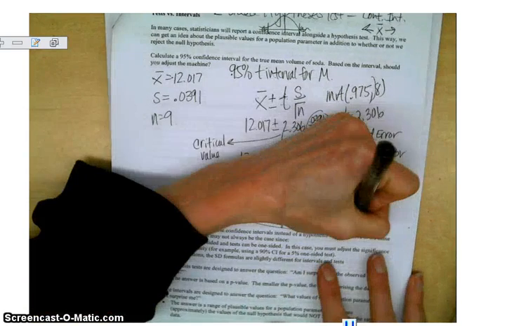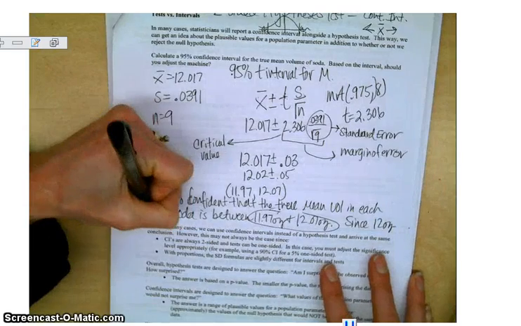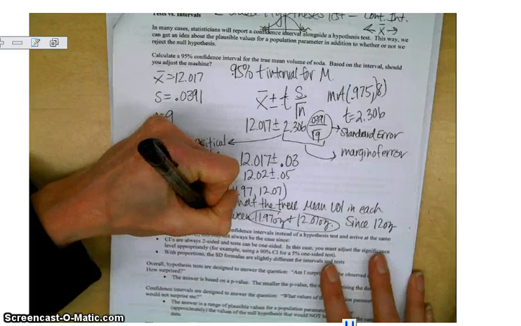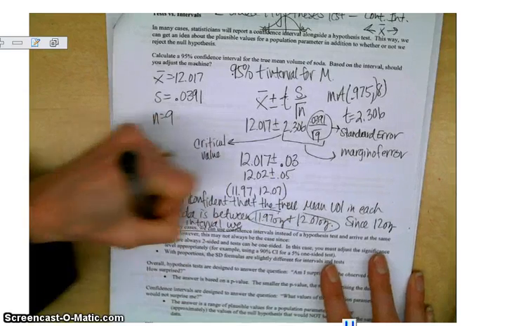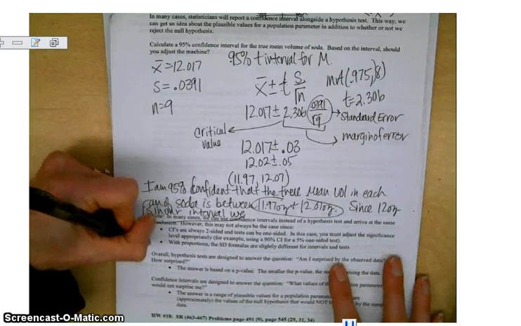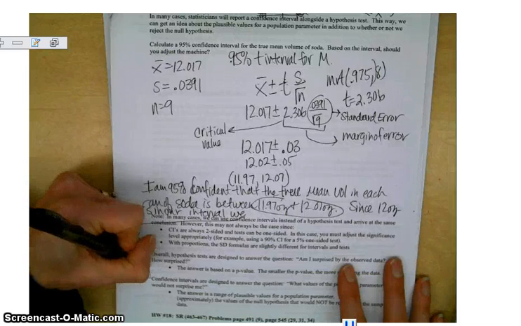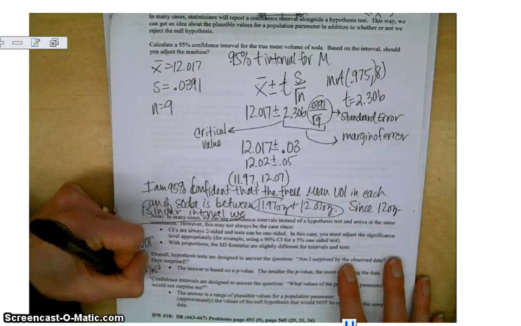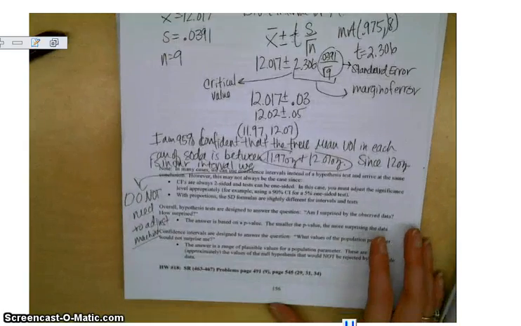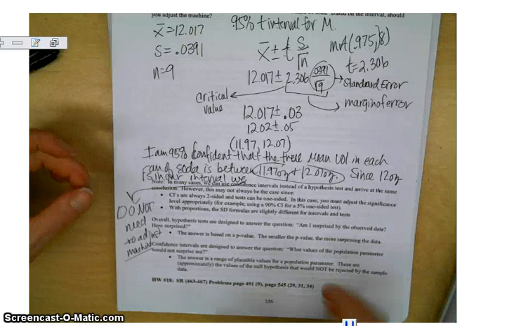So since 12 ounces is in our interval, I'm going to write this over here, do not need to adjust the machine. So we do not need to adjust the machine because the value that we were going for is in our interval.